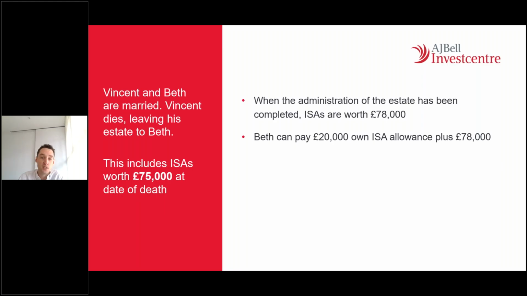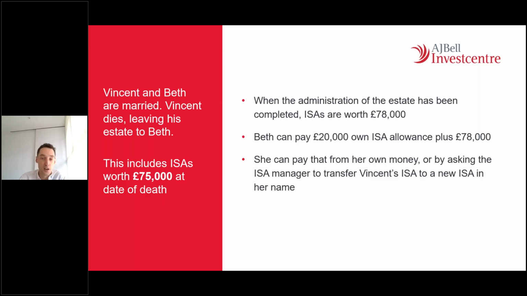So what that means is the surviving spouse here, she can pay £20,000 of her own ISA allowance, and she can also use £78,000 of her deceased spouse's APS allowance as well. So she can do a total of kind of £98,000 there. She doesn't have to use the specific funds that were in her husband's ISA, so she could use her own free cash if she wanted to, or she can ask the ISA manager to transfer the investments directly into her ISA using the APS there.